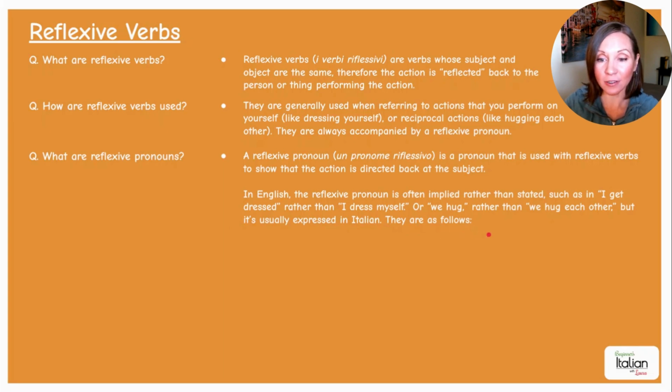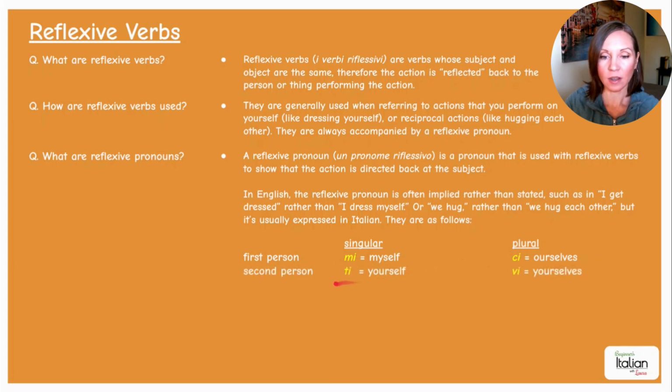They are as follows. Okay, so we have our singular and plural pronouns. In the first person singular, we have mi to mean myself, and we have ci to mean ourselves. Okay, and in the second person, we have ti to mean yourself, and vi to mean yourselves in the plural. And finally, in the third person, we have si to mean himself, herself, or yourself. And if you'll notice, it's also si in the plural, to mean themselves.